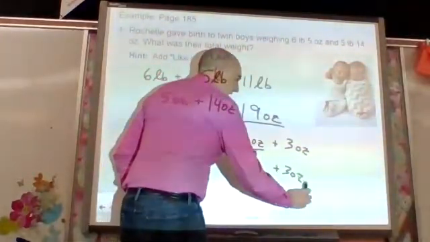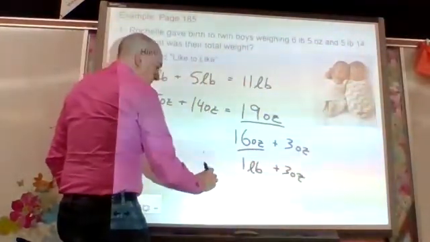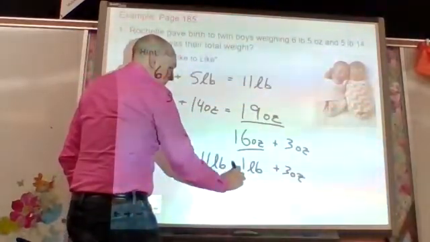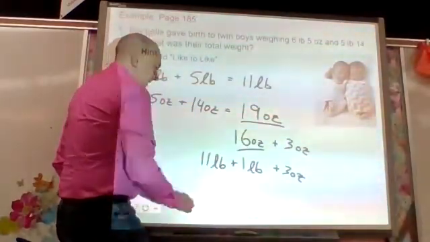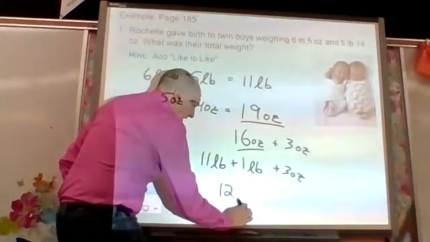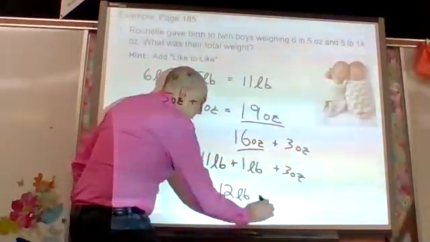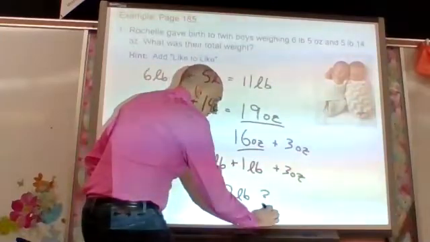So now what I have is 11 pounds plus 1 pound plus 3 ounces, which gives me a final answer of 12 pounds and 3 ounces.